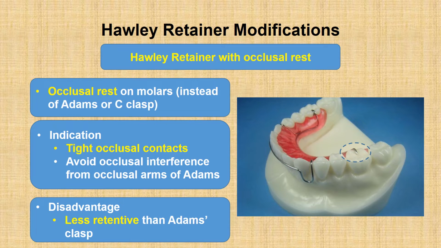Now, another modification of the Hawley retainer is to put an occlusal rest. Okay, so an occlusal rest is put instead of an Adams or a C clasp. Now, again, the indication is if the contacts are very tight, and to avoid occlusal interference from the occlusal arms of the Adams. Okay, again, the disadvantage is it is less retentive than an Adams clasp.